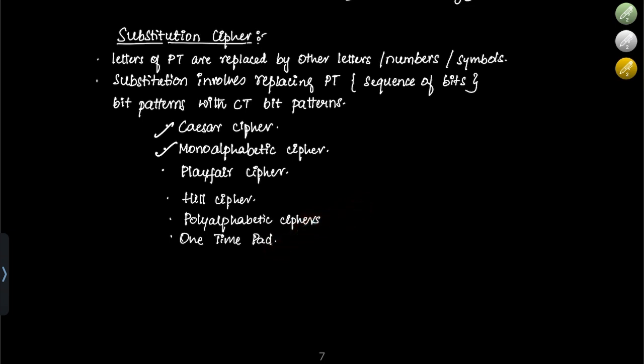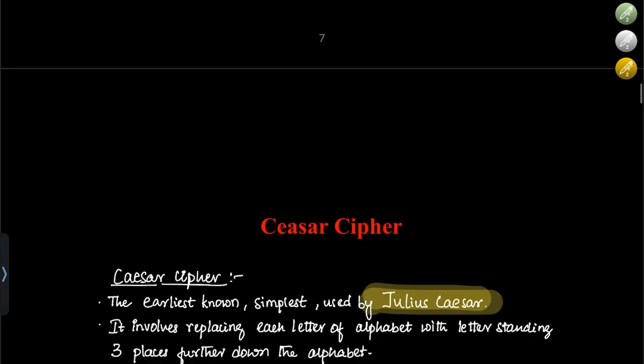Speaking in general, substitution ciphers are relatively easy to implement, but they are not that secure. We can say that they are the building blocks for more complex ciphers. Frequency analysis is a common technique which is used to break any simple substitution cipher. So firstly, we'll speak about Caesar cipher now.